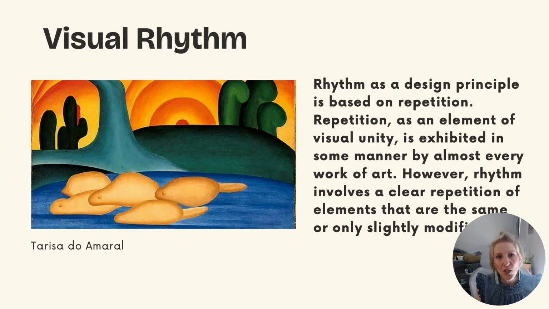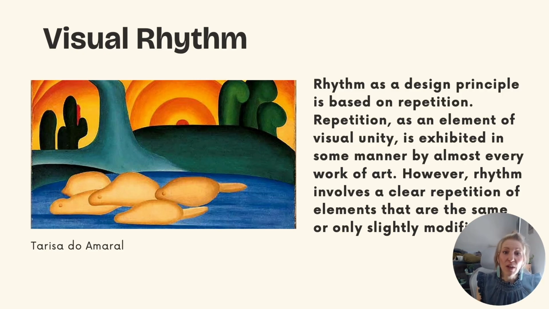In a similar way, the quality of rhythm can be applied to the visual arts, in which it is again basically related to movement. Here, the concept refers to the movement of the viewer's eye, a movement across recurrent motifs, providing the repetition inherent in the idea of rhythm. Rhythm, as a design principle, is based on repetition. Repetition, as an element of visual unity, is exhibited in some manner by almost every work of art.